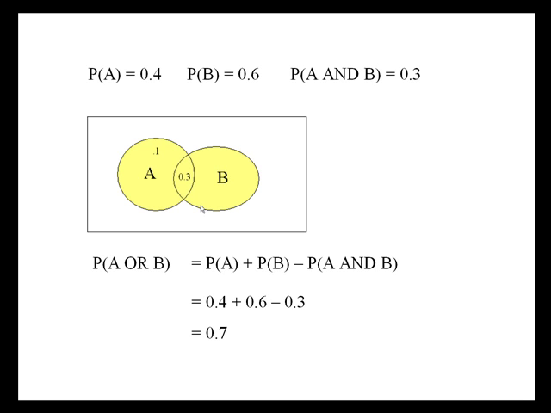And if I look at the probability of B, the probability of B is 0.6, but that 0.6 also includes the 0.3 again. If I just look at the probability of B without that overlap, the center, then that region is just going to be 0.3. So to make up B in its entirety is going to be the 0.3 from the overlap and the 0.3 from just B exclusive.